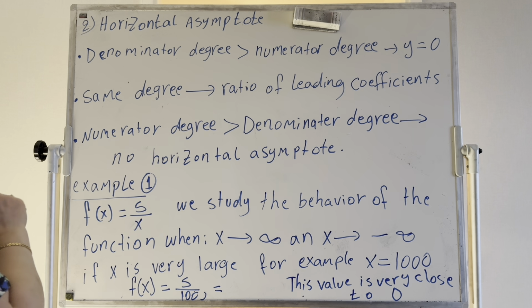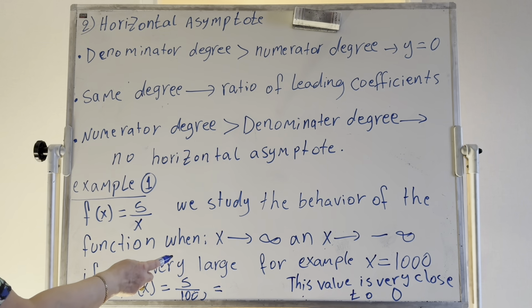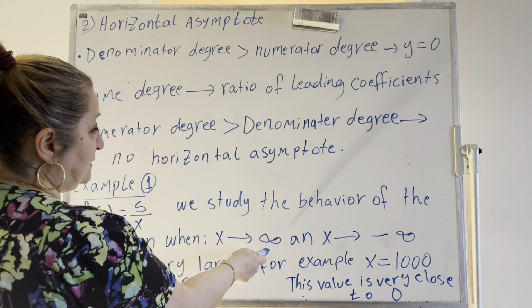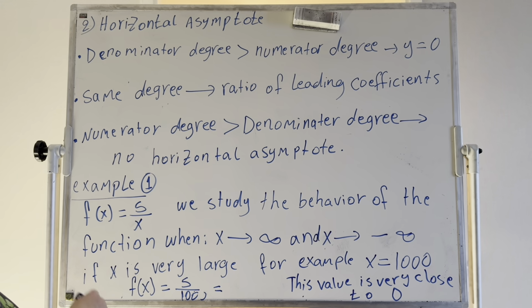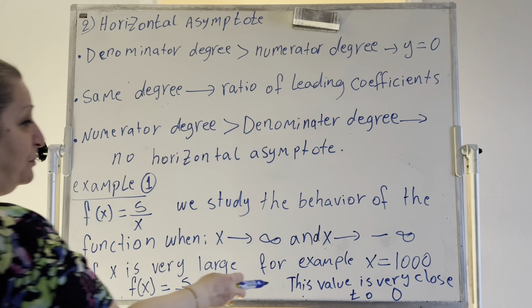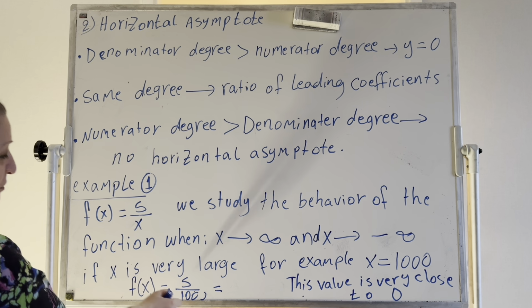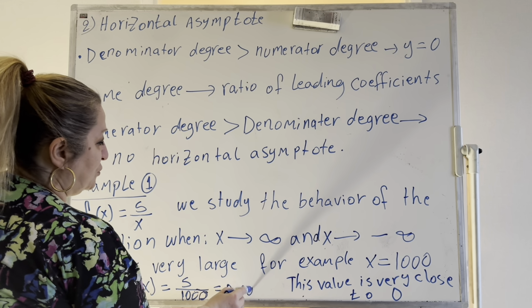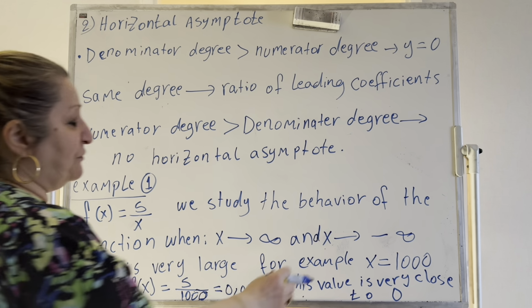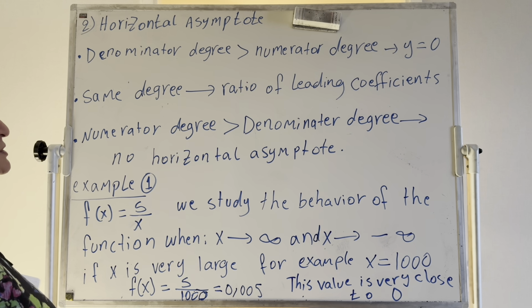Example 1. f of x equals 5 over x. We study the behavior of the function when x goes to infinity and when x goes to minus infinity. If x is very large, for example, x equals 1000, I will substitute 1000 for x here, and I will get 0.005. This value is very close to 0.